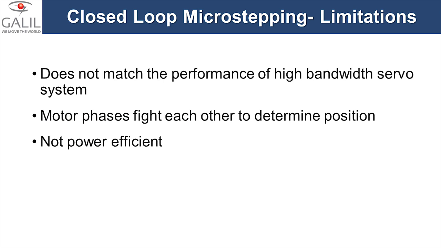Now that we've seen what the mode can do, there are a few things to consider. Closed loop microstepping is good for systems that have low bandwidth requirements. However, it cannot match the performance of a high bandwidth servo system. While using closed loop microstepping, the motor is still operating as a stepper. This means that the motor phases fight each other to position the motor. This is not an efficient process for driving the motor. To address both of these issues, the next method of closed loop stepper control, two-phase brushless, should be used.